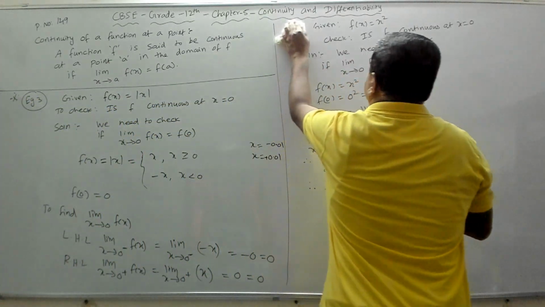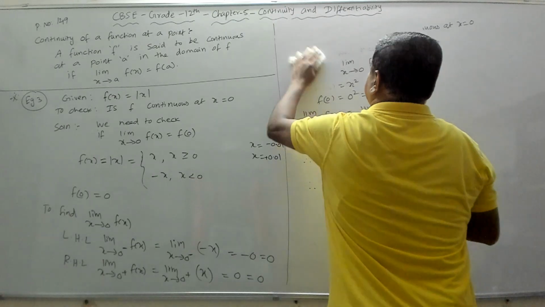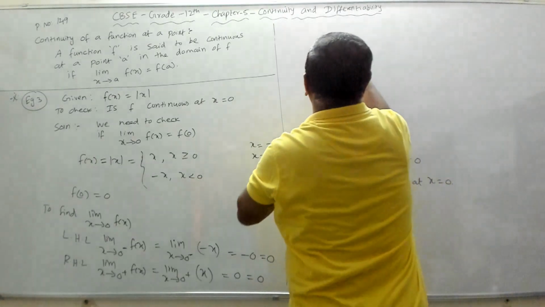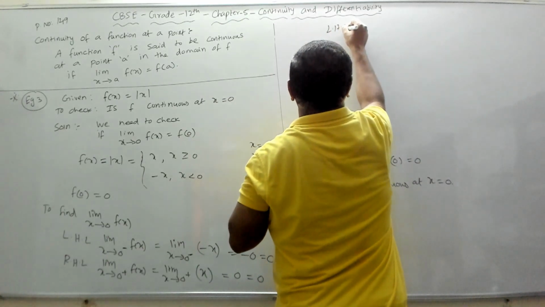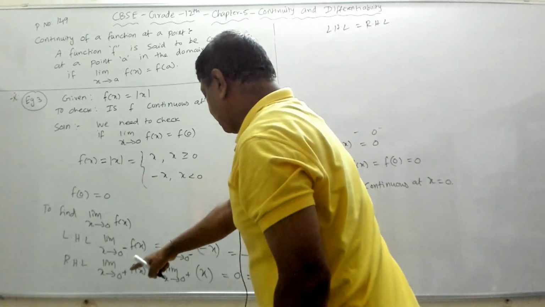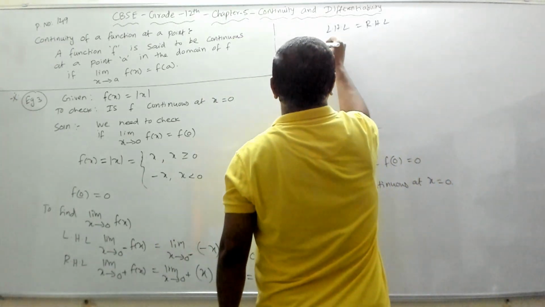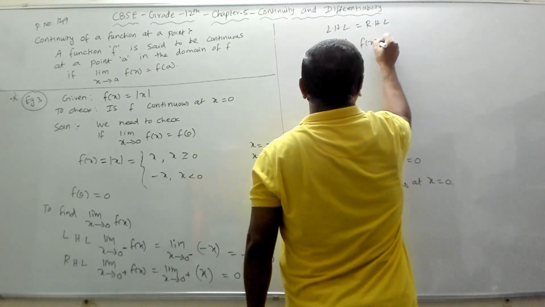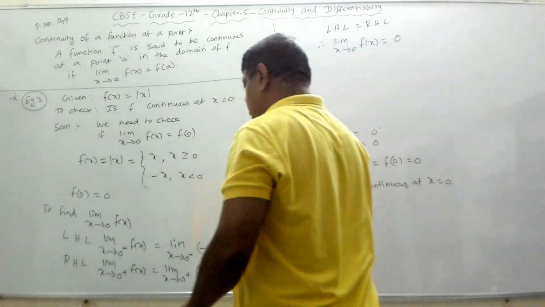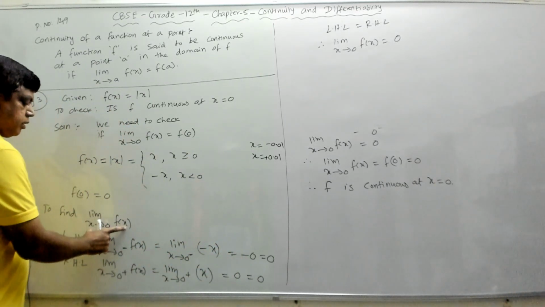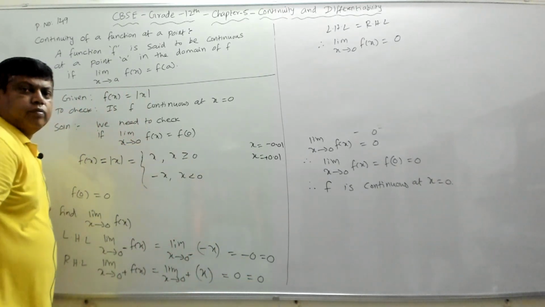Therefore, what do we write? Therefore, we'll say LHL equal to RHL, which means your left hand limit is equal to right hand limit. Therefore, limit x goes to 0 of f of x is equal to 0. So both the limits are the same. Therefore, this limit will be equal to 0. So this is the value of the limit.